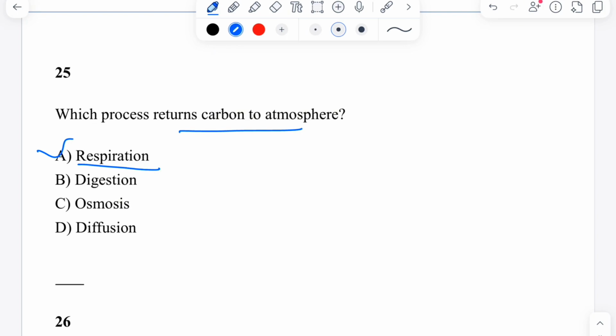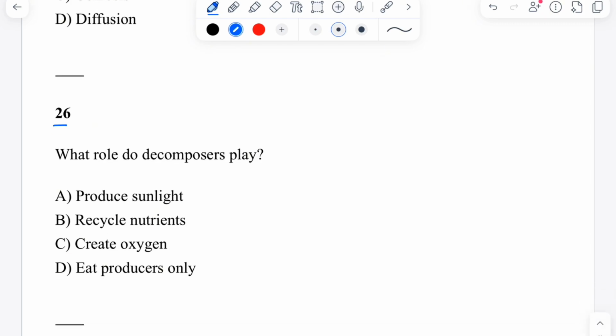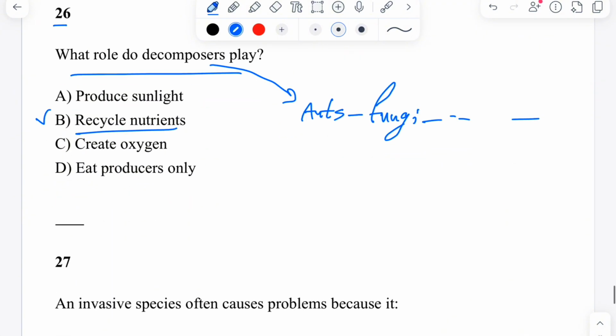25, A, respiration. For what? Cellular respiration releases carbon dioxide back into the atmosphere, making it a key part of the carbon cycle. 26. What role do decomposers play? A. Produce sunlight, B. Recycle nutrients, C. Create oxygen, and D. Producers only. So B, recycle nutrients. Decomposers are, for example, bacteria, fungi, and so on.